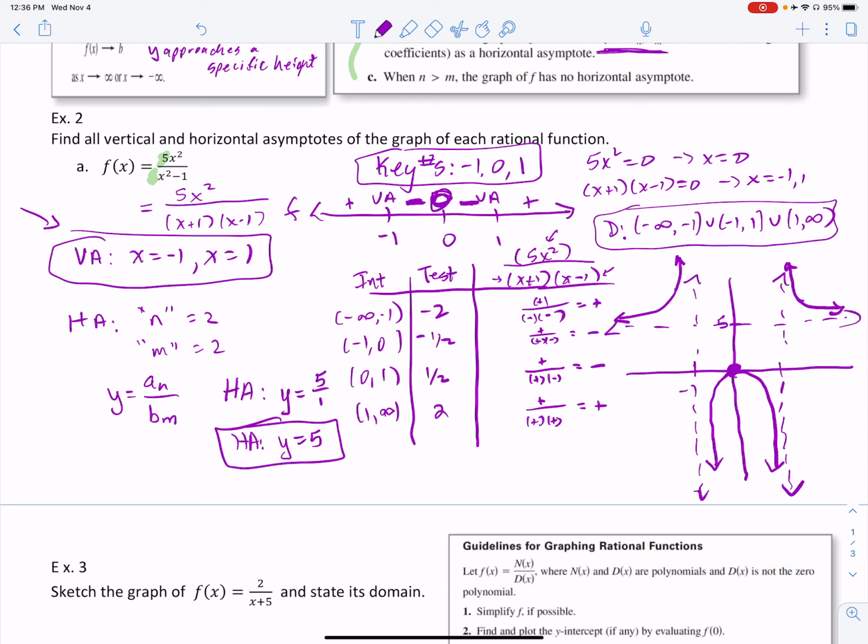So that's quite a bit for the first one, and part of that was just because I got a little carried away with find all vertical and horizontal asymptotes, and essentially that was just by setting the numerator equal to 0 and the denominator equal to 0, and that's pretty much what it asked for.